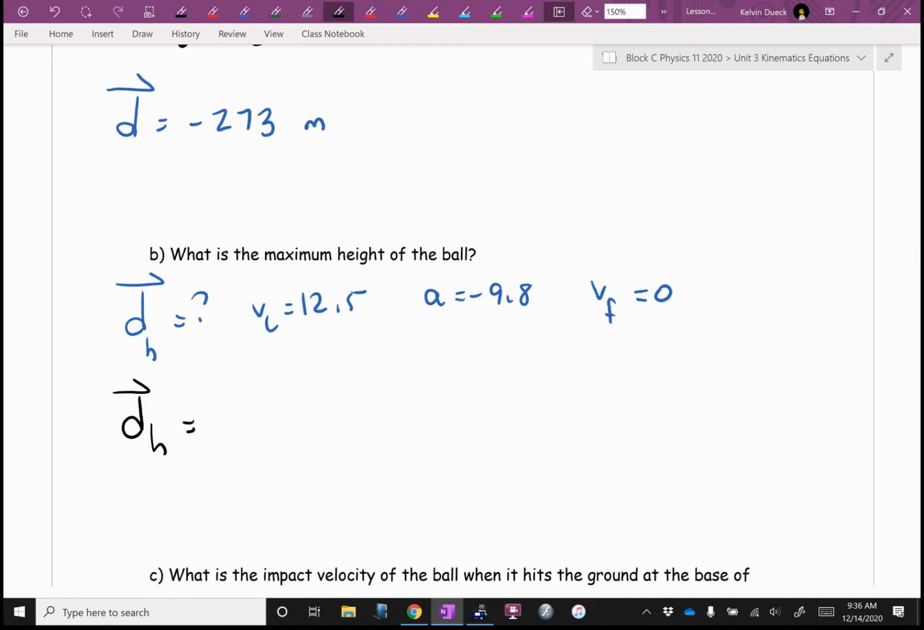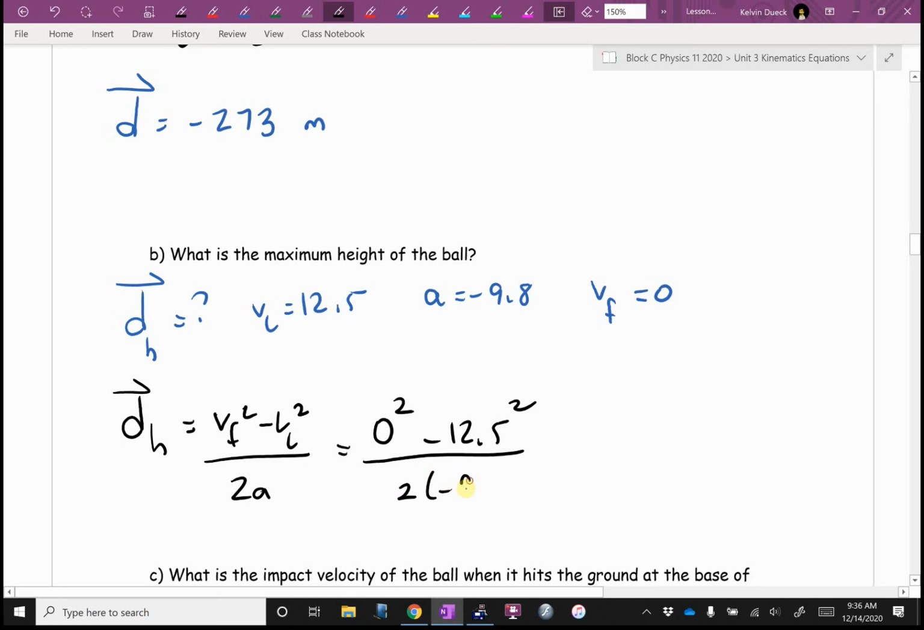Talk to me. So I would do it. Yeah. Again, you can memorize, like if you really want to, Thursday afternoon, you can add that to your formula sheet, but I would encourage you, resist the temptation, and learn to rewrite these. It's so much better. 0 squared minus 12.5 squared all over 2 times negative 9.8.